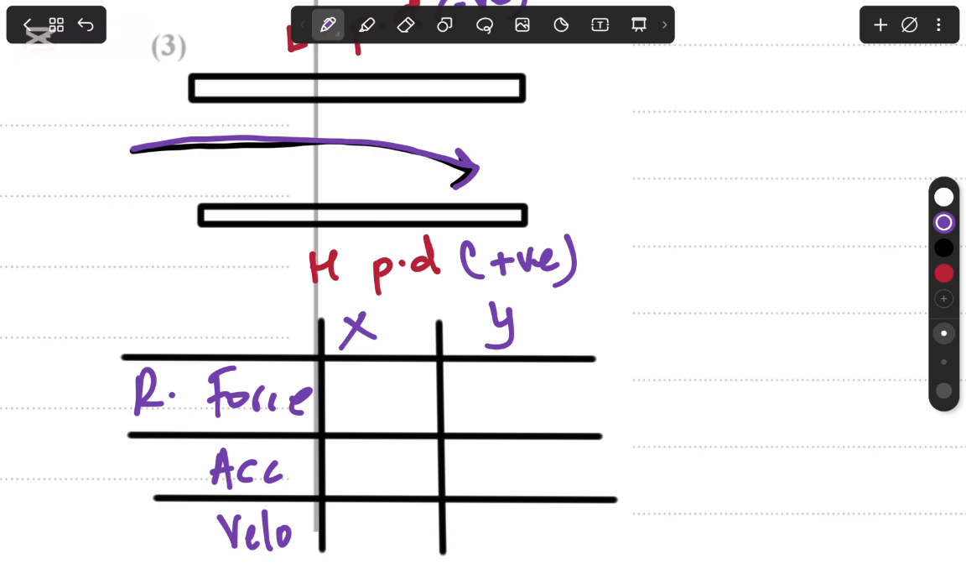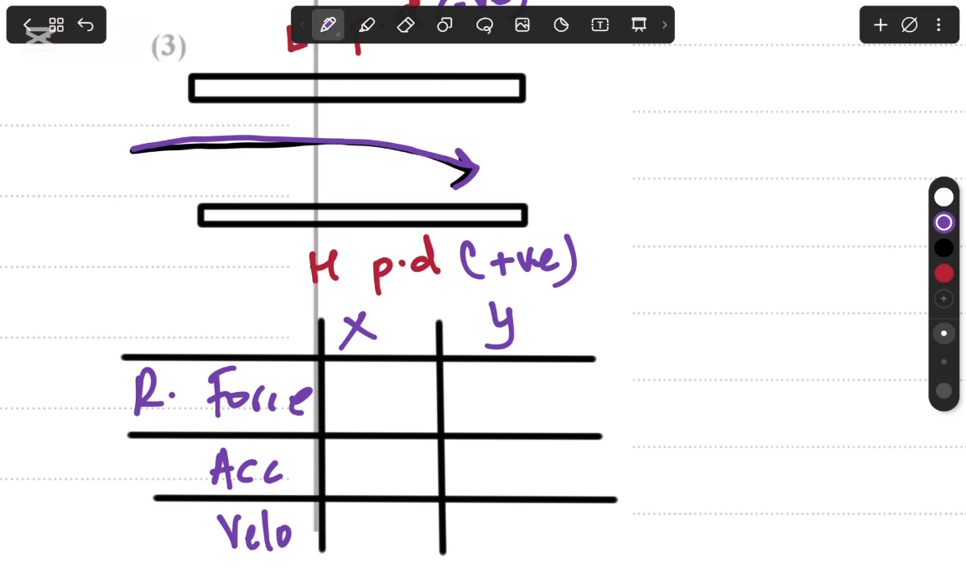Since it's following a parabolic path, we have seen this parabolic path term used in projectile motion as well, where we see two components: the components in the x direction of the velocity and y direction, and the acceleration in x direction and y direction, resultant force in x direction and y direction, and we see all of those things there. So that's the same thing we're trying to do here as well.